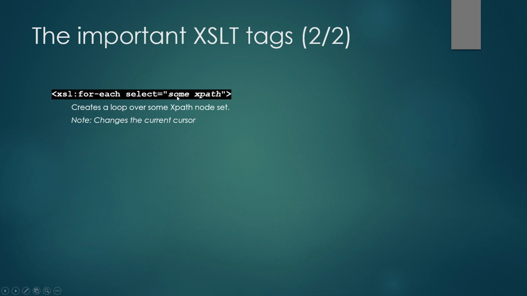Now we want to be careful. The XPath that you define in here creates a new cursor. So the period operator in our XPath that said the current node is different inside here than it might be from the outside. We'll see an example of when that comes into play.